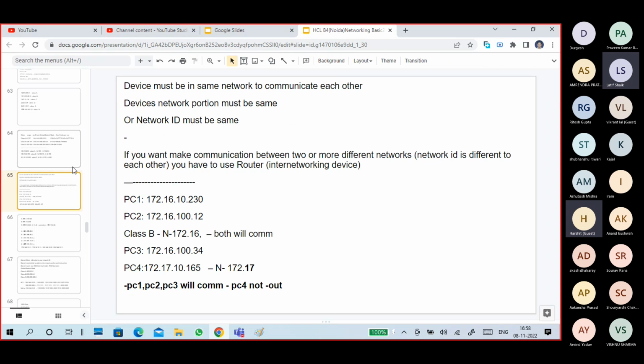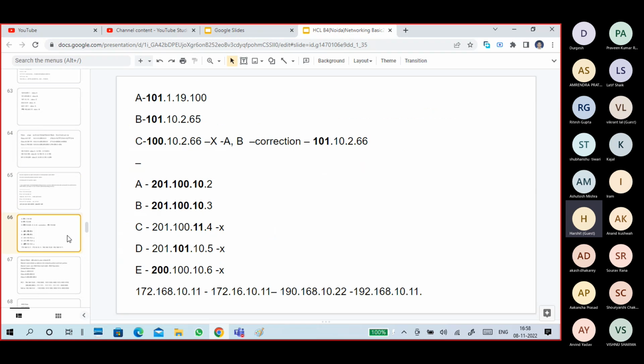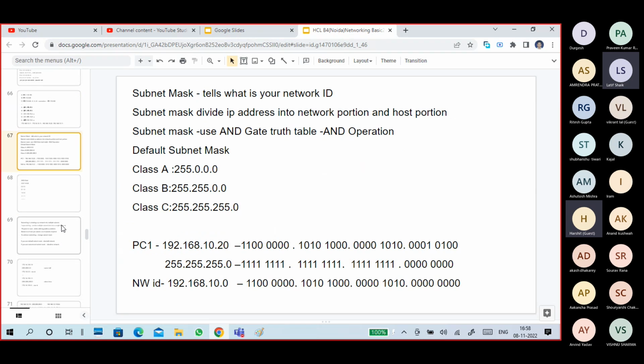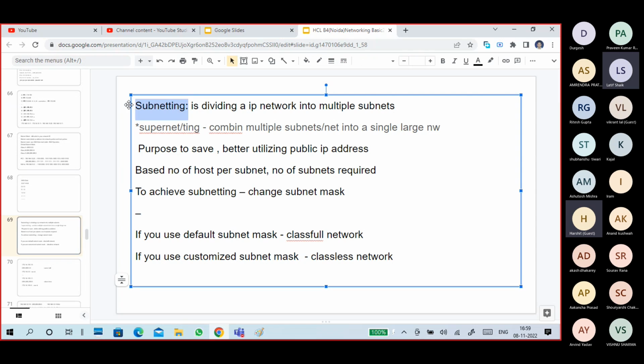So what they do is use different types of techniques to manage it. One of the techniques is the subnetting concept. This subnetting concept will divide one network into multiple subnets. The purpose is to save and better utilize public IP addresses. It is based on the number of hosts per subnet or the number of subnets required. Like I have one network, and I want to divide it into 4 or maybe 8 or maybe 16. I will divide it as per my option.